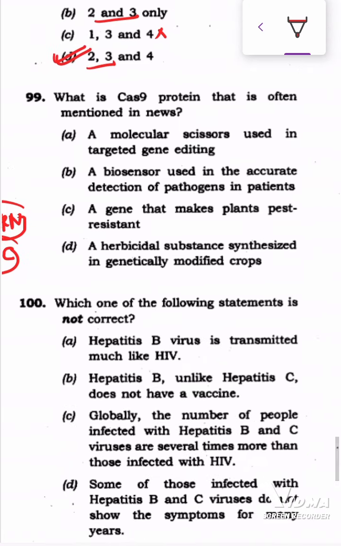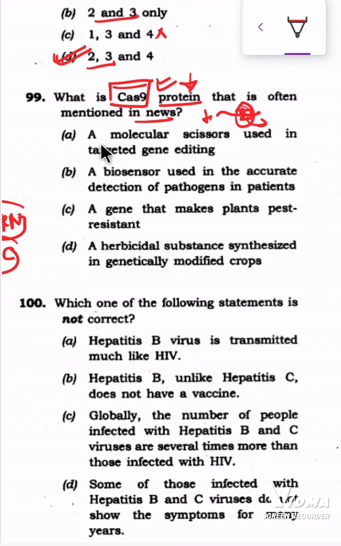What is the Cas9 protein that is often mentioned in the news? Cas9 protein is a very revolutionary research in the field of biotechnology, where poor DNA, or the part of the DNA with genes that are not good for the human body, is cut from the structure and replaced. So this cutting is done by the Cas9 protein.